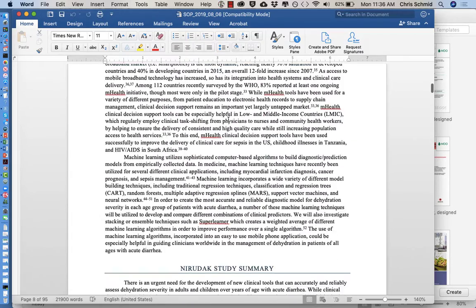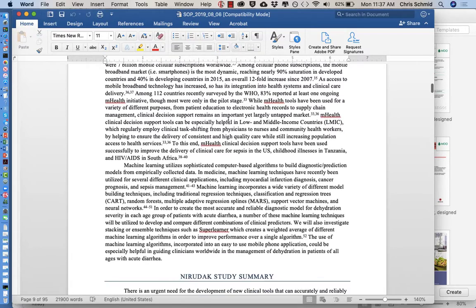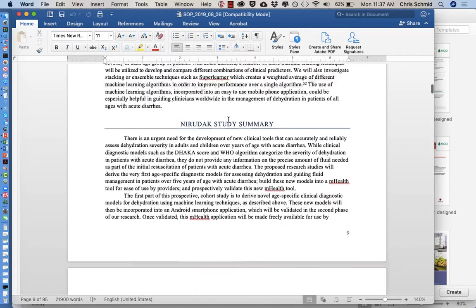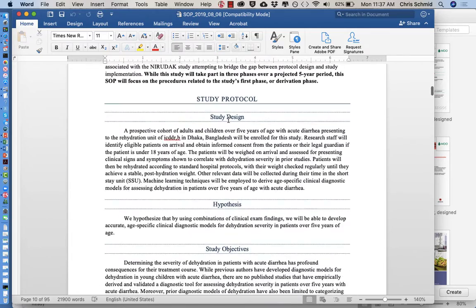Then we have the rationale for the study, the idea that we want to develop some kind of a mobile health tool that people could use on the spot, something that will be able to be done in third world countries, so you don't need immediate access to the internet or something like that. It's got to be something that can work quickly. Then we have a summary, then manual. Okay, and then we have the protocol.